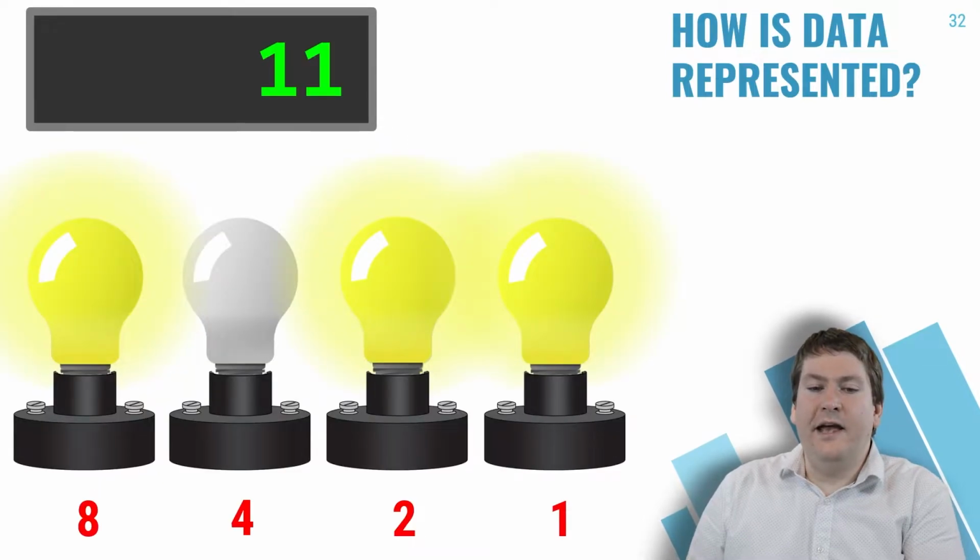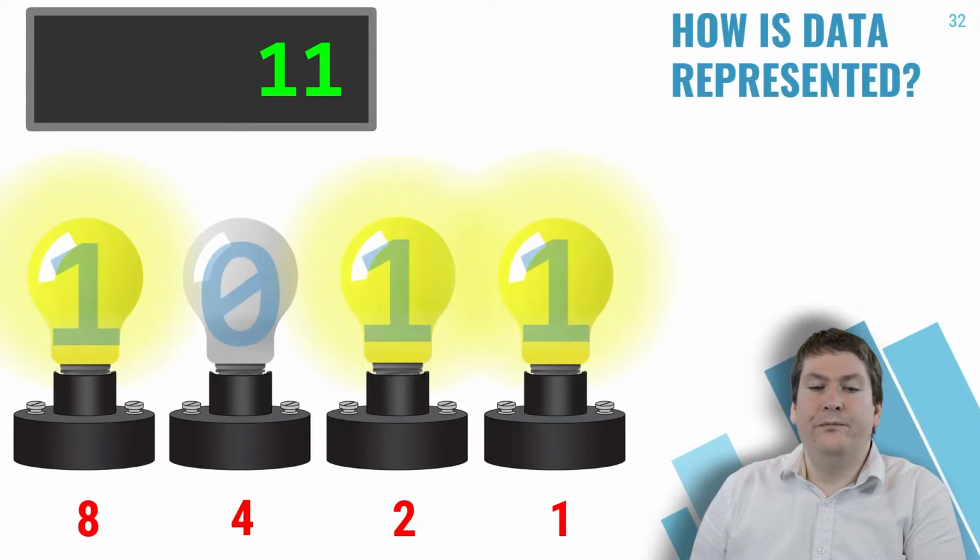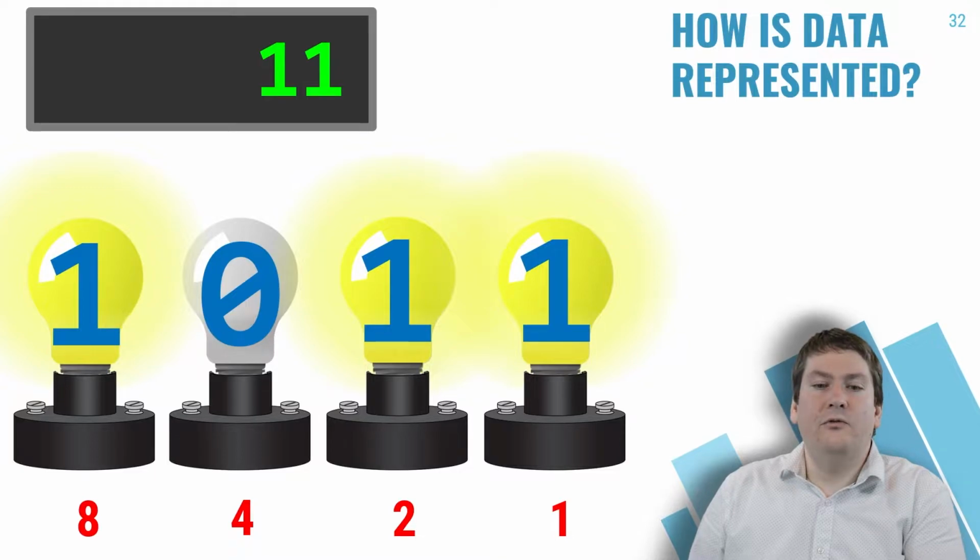So let's look at this again, but overlay those zeros and ones. So here we see the number 11, the 8, the 2, and the 1. So all the lights that are on would be 1s, and all the lights that are off would be 0s. So a 1 means that you add that number, the 1 in this case, and a 0 means you ignore it. So to get 11, we added 8 plus 2 plus 1.